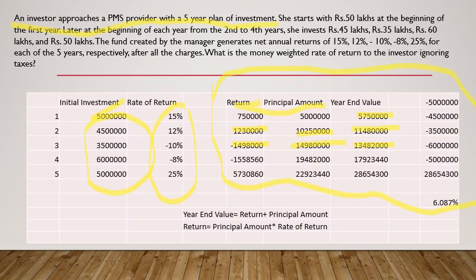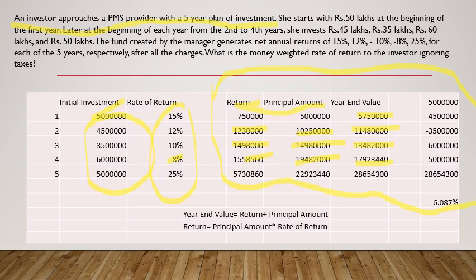Now you carry forward this value to the beginning of the fourth year, or the end of the third year, however it may be, and you add 60 lakhs to this and you will reach here. Then again you have a minus 8% return. So you apply minus 8% return on this amount, and you will get this as the return value. Add both of them and you will reach here. This is your year end value.